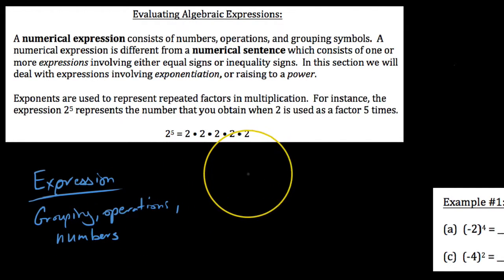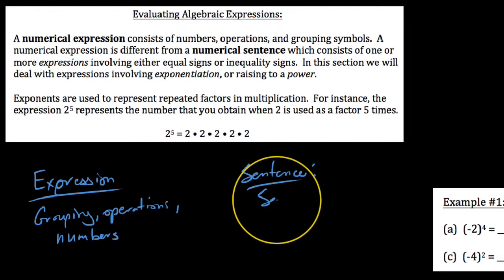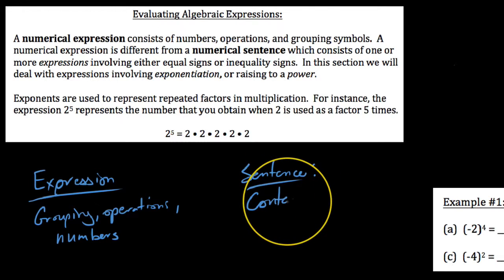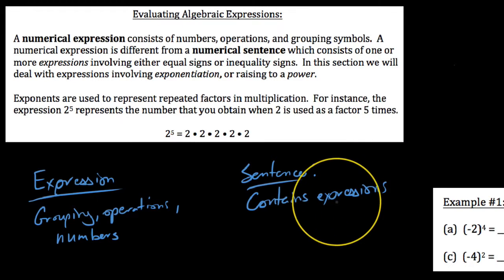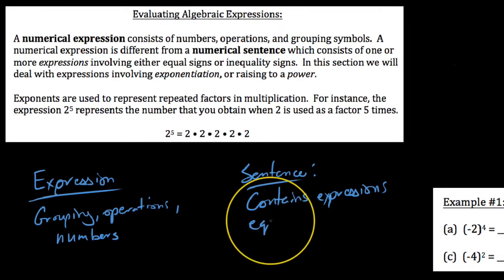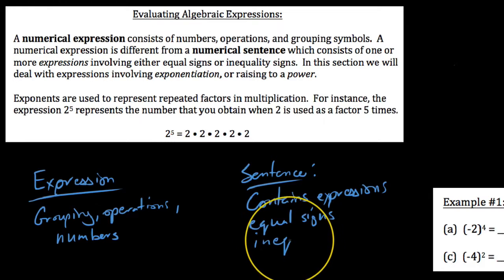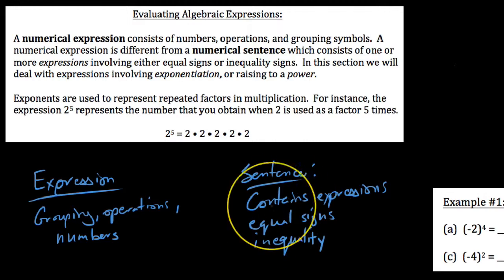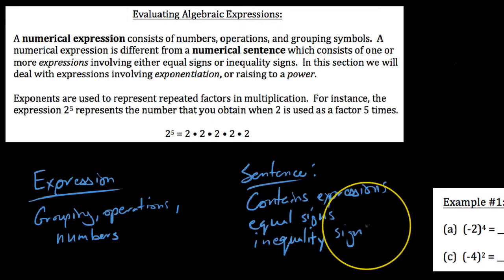An expression is different than a sentence. A sentence contains expressions, but the important thing to note is that it has equal signs or inequality signs. As we read through a lot of verbal models in algebra, we notice that sentences that involve inequality signs or equal signs often involve complete thoughts, like a complete sentence.